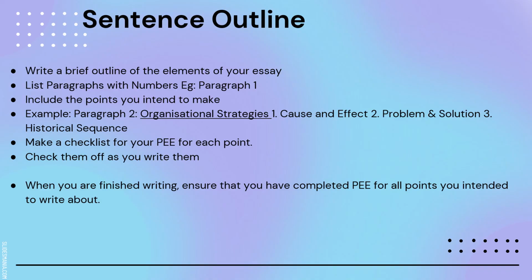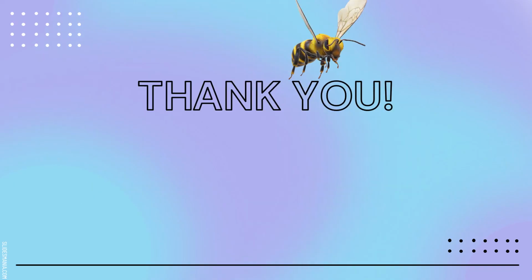You are making sure that you are completing the discussion that is required for you to get an A. When you've finished writing, complete the PEE for all the points that you've intended to write about. Read it over, check for grammar, check for punctuation, and then you should have a perfect essay.